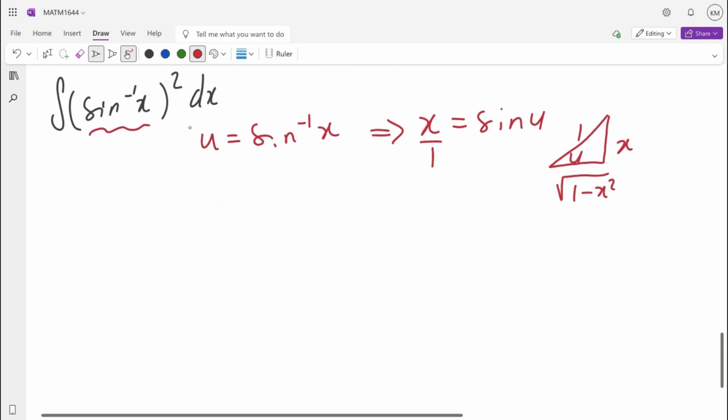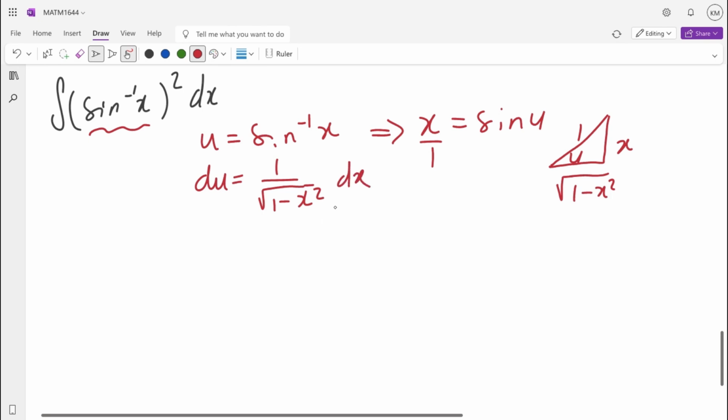Now coming back to the substitution that we made, remember we are using u substitution, then we're going to get to integration by parts. Here we can say that the derivative is 1 over square root of 1 minus x squared. The derivative of arcsine x is 1 over square root of 1 minus x squared, then dx, just like that.